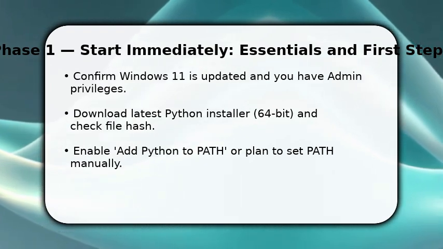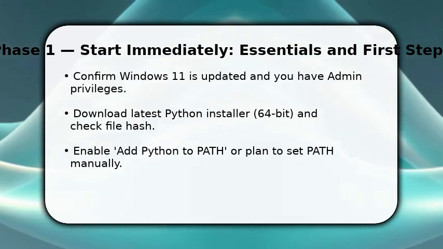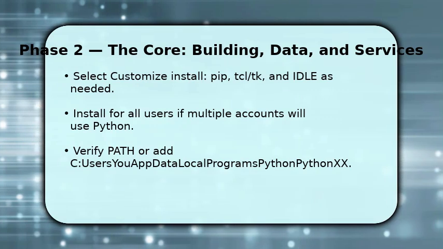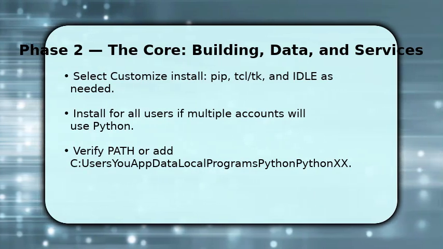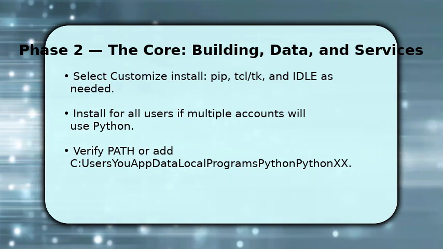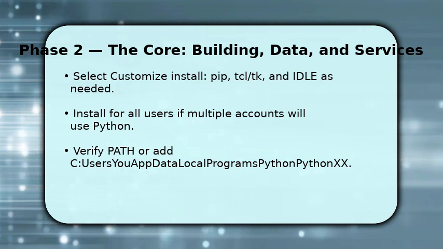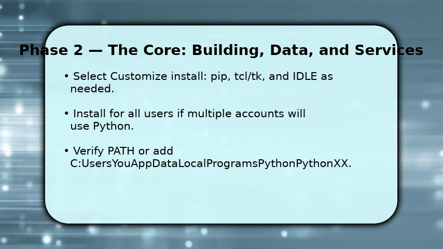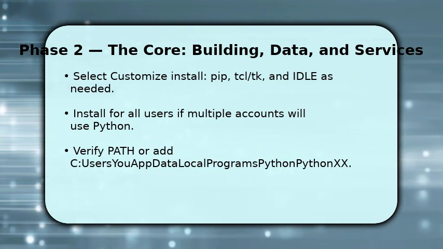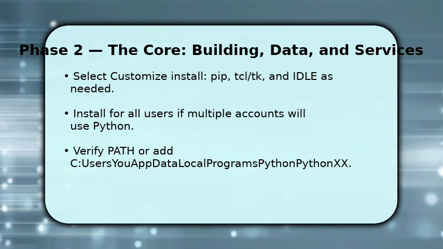If you prefer manual control, choose Customize Install and note where the executable will be placed. Once the installer runs, choose Customize Install to include pip, documentation, and optional tools like TCL/TK and IDLE so you can use packages and GUI libraries. If multiple user accounts need access, select Install for all users. This places Python in Program Files and avoids per-user path issues.